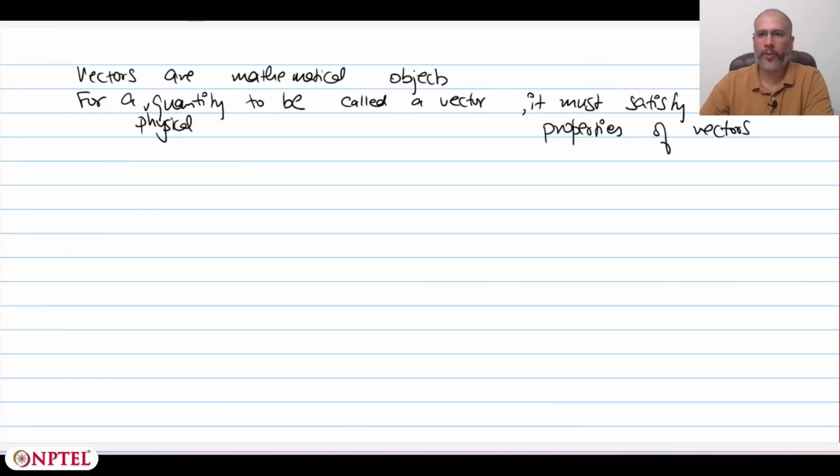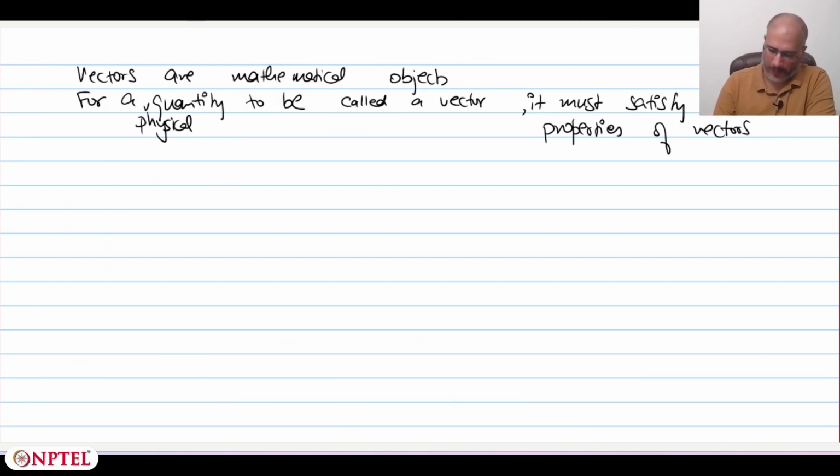So in a sense, what I mean to say is that a quantity by just having a magnitude and direction may not be a vector. It has to satisfy certain mathematical properties for it to be deemed as a vector. This is a very important point because that will help us define tensorial objects. We'll discuss more on that later.